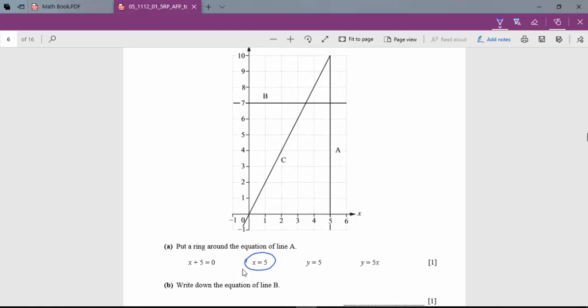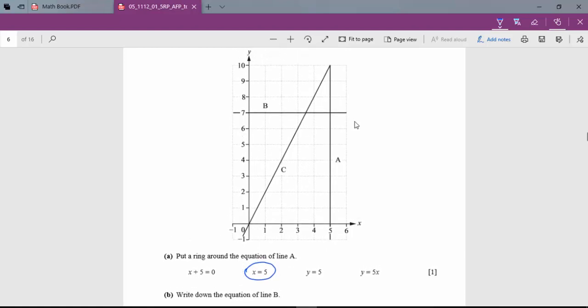Write down the equation of line B. Similarly, line B is crossing the y-axis at 7 and line B is not touching the x-axis, so it means the equation is y equals 7.